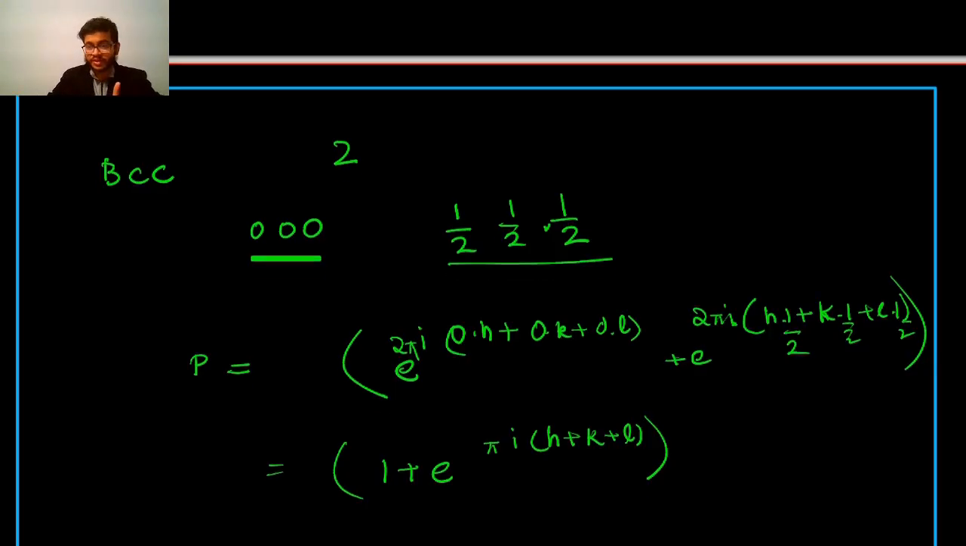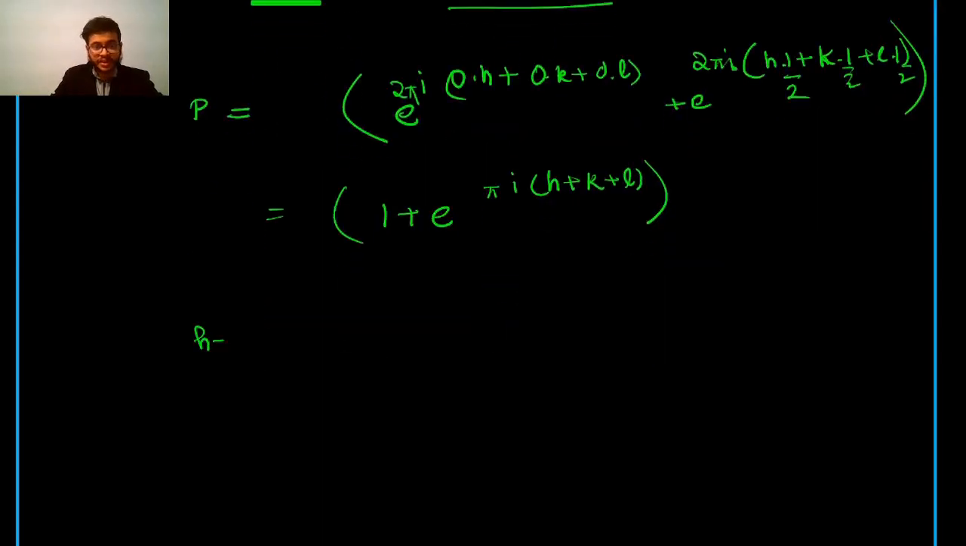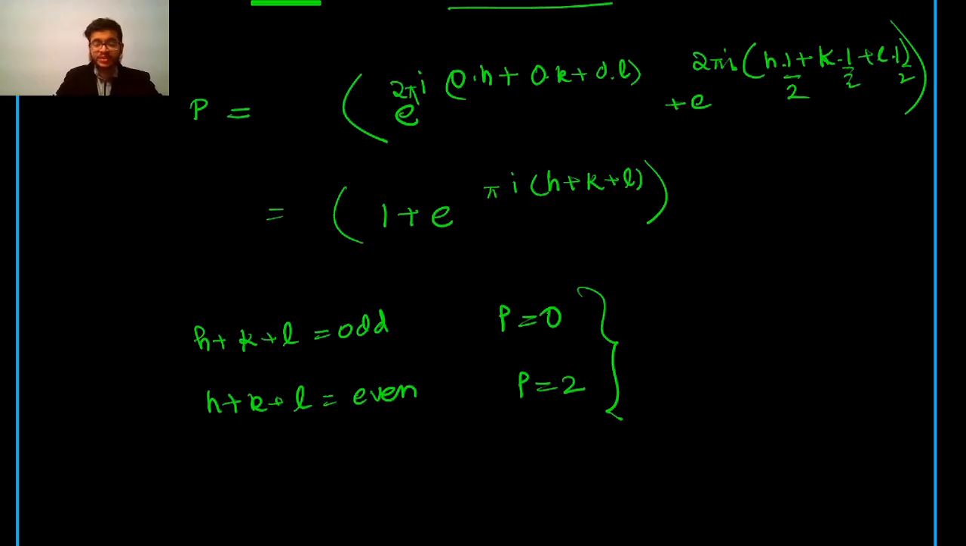Now there is a thing to observe. If h plus k plus l is odd, then P becomes 0. If h plus k plus l is even, then P becomes 2. That is a very interesting thing. It basically means that when h plus k plus l is odd, the reflection will not be allowed, because P is becoming 0. That is a very profound thing.